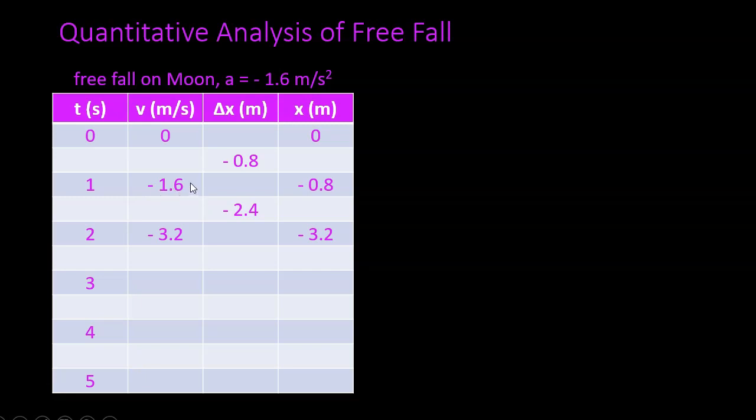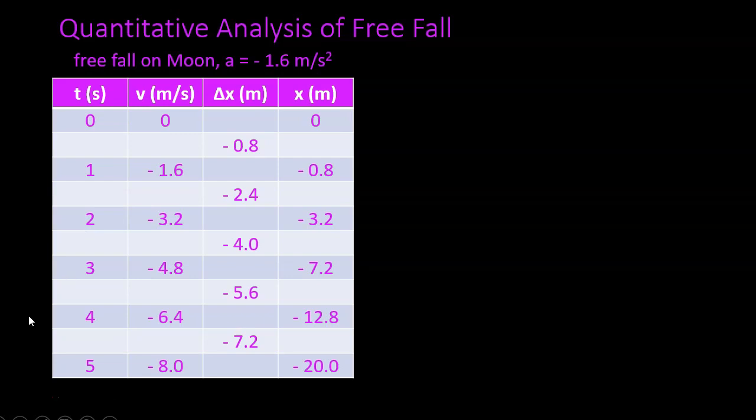The displacement from 1 second to 2 seconds increases by 1.6 meters from the initial displacement. Well, that brings our position to negative 3.2 meters at the end of 2 seconds. Pause the video and take a few minutes to complete this table for free fall on the moon. Here are the answers. Pause the video and see how you did.